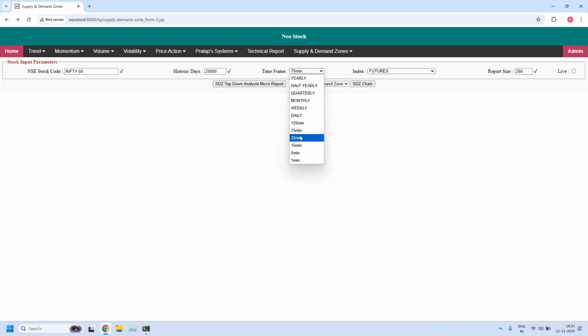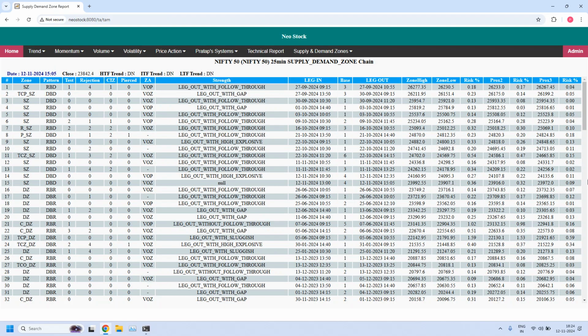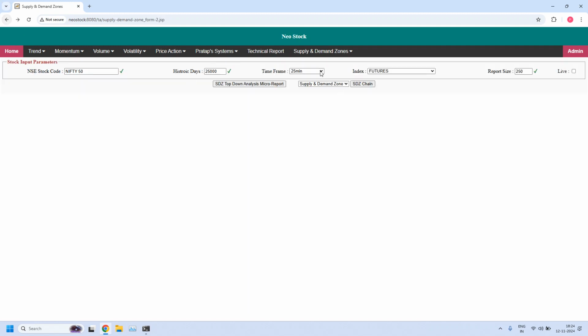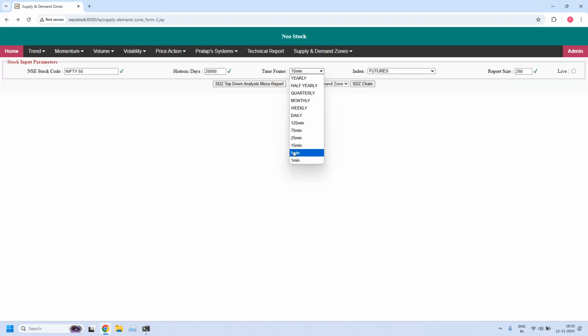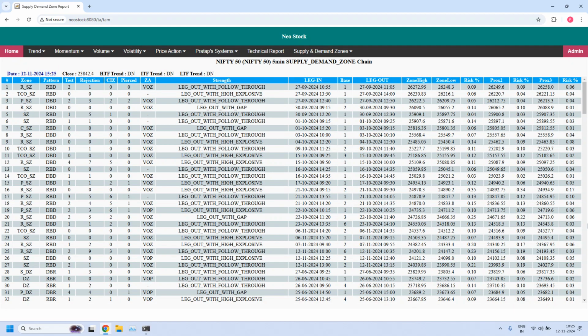Next time frame is 25 minutes, generating 25 minute supply demand zone chain for NIFTY. Next time frame is 15 minutes, generating 15 minute supply demand zone chain for NIFTY. And the last time frame is 5 minutes, generating 5 minute supply demand zone chain for NIFTY. So this is about the NIFTY supply demand zone chain.